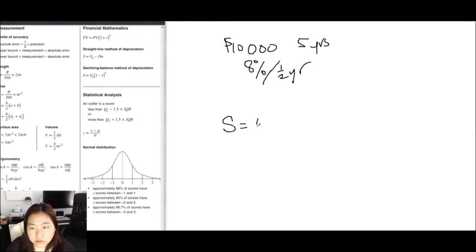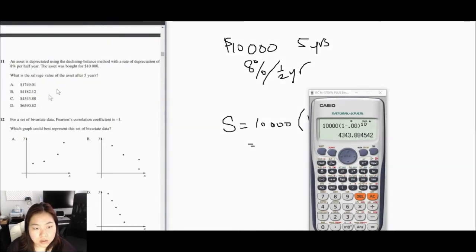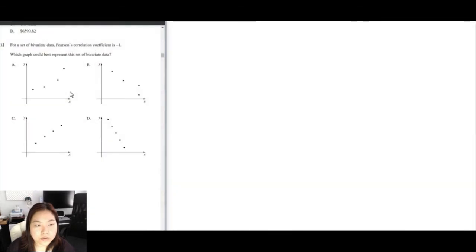Salvage value is equal to the initial value times 1 minus the rate, which would be 8%. And there would be 10 times it would depreciate because it's half a year. Equals 4343.88. 11C. Yay! 12. For a set of bivariate data, Pearson's correlation coefficient is -1.